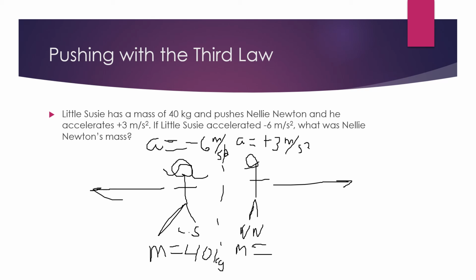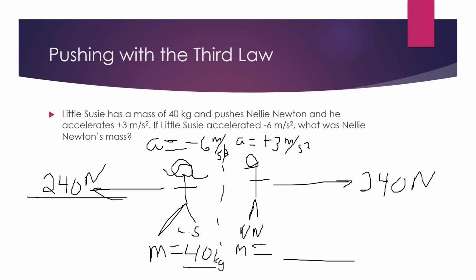All right, cool. Okay. This is the same thing as last time. Instead of solving for the acceleration, we're solving for the mass. In order to do that, though, we need to get the force. We don't know Nellie's force, but we know Susie's force. 40 times -6 is -240. I'm just going to put in 240 because when it's next to a left arrow, that means the same thing. If that's 240, that means this is going to be 240. So the mass, 80.